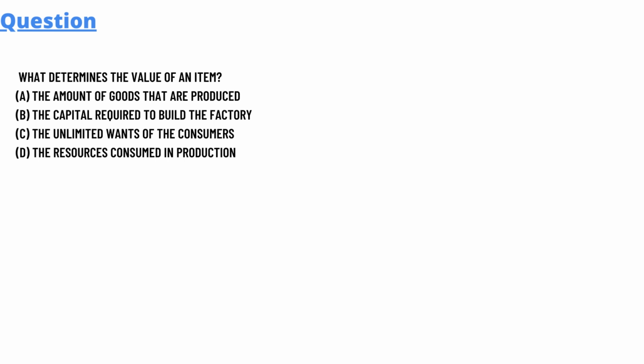So today's question which we'll be discussing is what determines the value of an item. Option A, the amount of goods that are produced. Option B, the capital required to build the factory. Option C, the unlimited wants of the customer. Option D, the resources consumed in production.